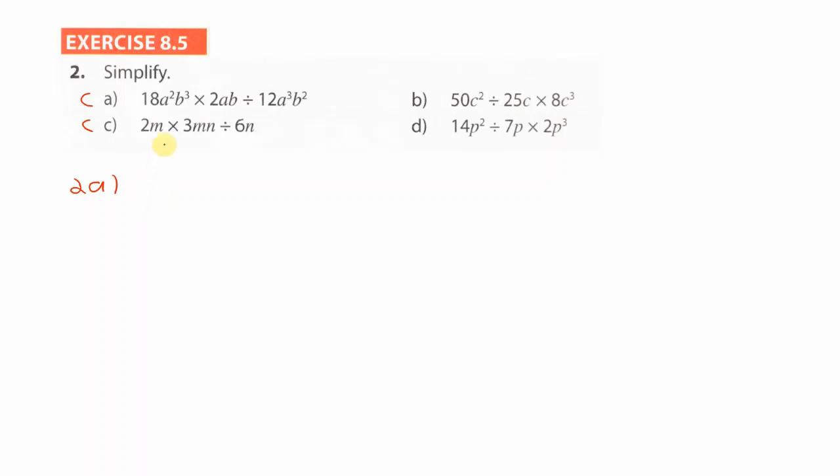It's an invisible positive. Now we look at the coefficients. So we have 18 times 2, which will give us 36. So we have 36 at this stage. We divide the 36 by 12. 12 goes into 36 3 times. And now we look at the variables or the letters of the alphabet.